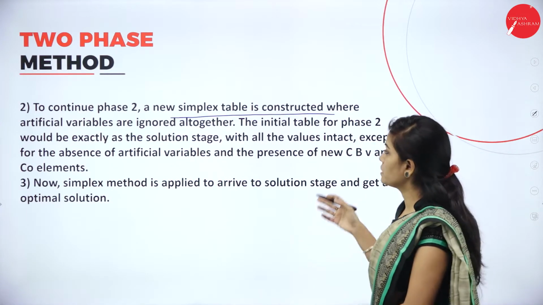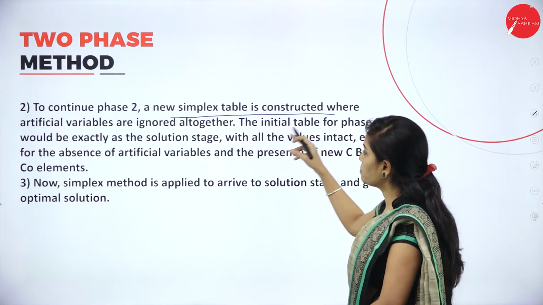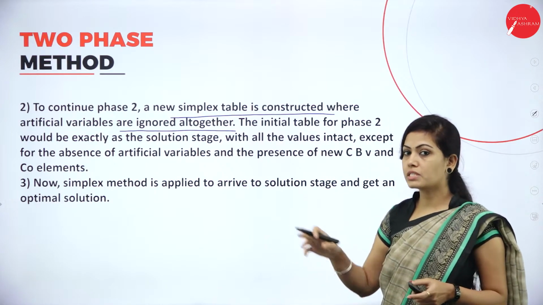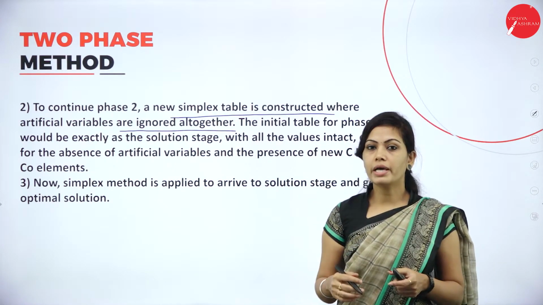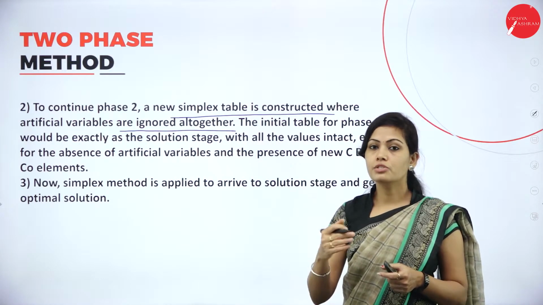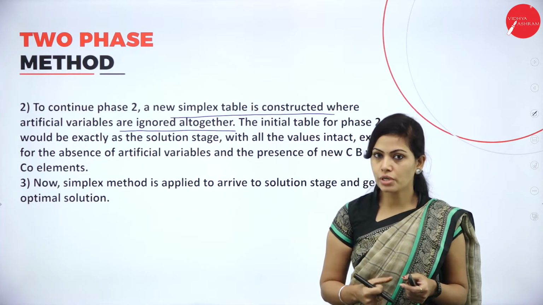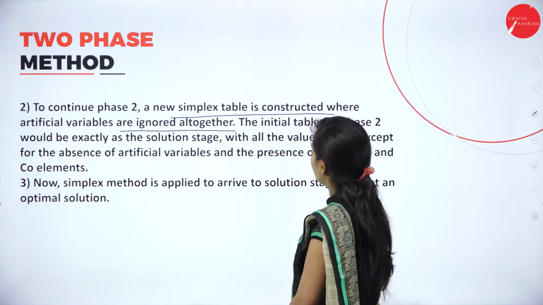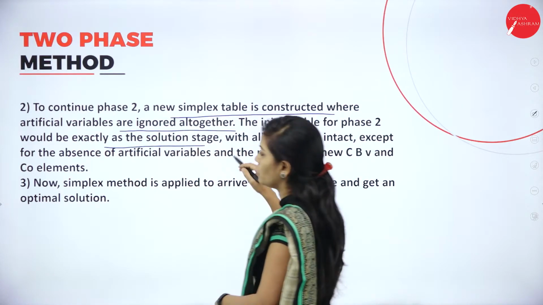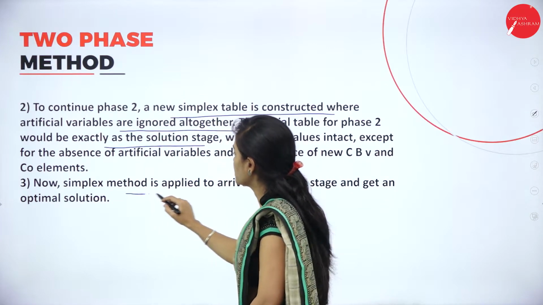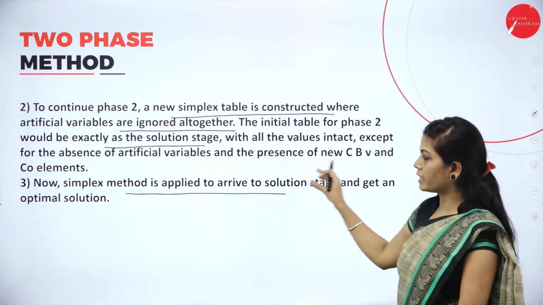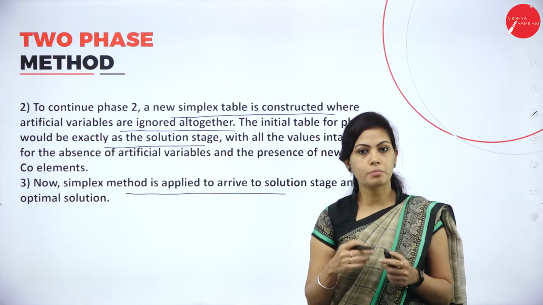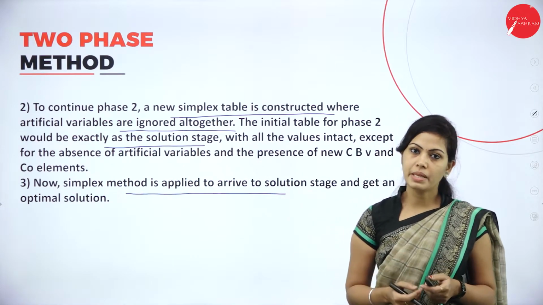As we have studied in simplex method and big M method, we have to construct a simplex table where artificial variables are ignored altogether. So already I have discussed this concept in big M method also. So while executing the iteration 1, iteration 2, so one by one we can remove the artificial variable, right? So same method we are applying in two-phase method also. The initial table for phase 2 would be exactly as the solution stage. And now simplex method is applied to arrive at solution stage and get an optimal solution. So after finding the phase 1 and phase 2, we will get the optimal solution as we have constructed in simplex table.